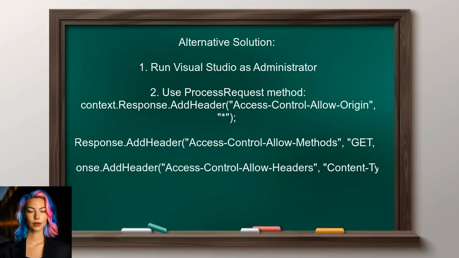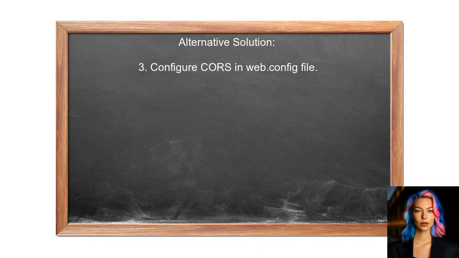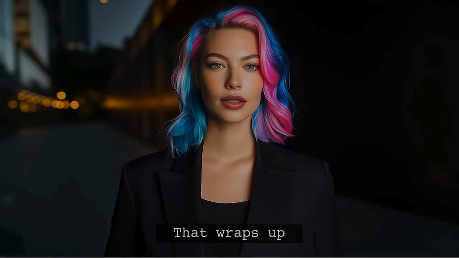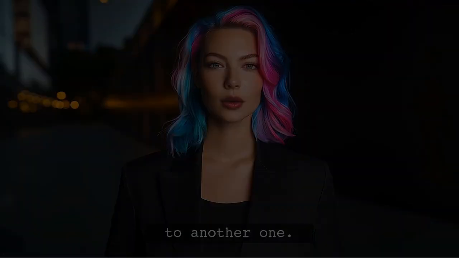An alternative solution, shared by another user, highlights the importance of running Visual Studio as an administrator when debugging your project. They suggest using the ProcessRequest method to add the necessary CORS headers. Specifically, you can add headers for Access-Control-Allow-Origin, Access-Control-Allow-Methods, and Access-Control-Allow-Headers. Additionally, the user mentions that you can also configure CORS settings in the web.config file as another option. That wraps up that answer. Let's move on to another one.